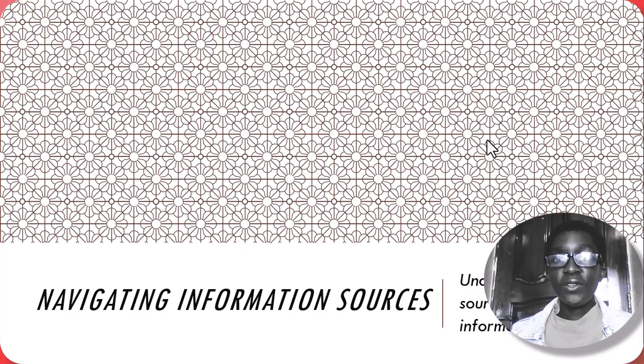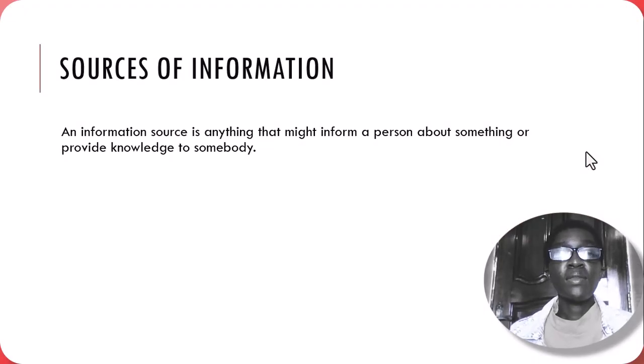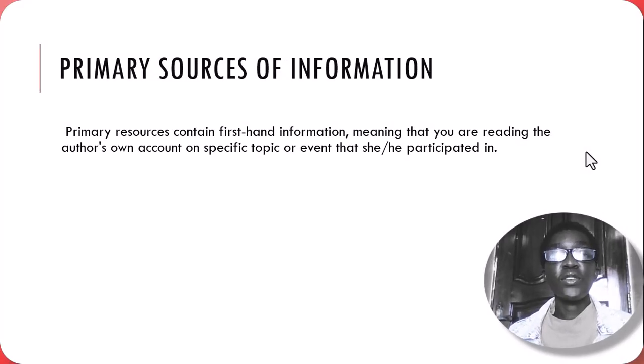In this video, we're going to learn about information sources. So the big question is, what are information sources? An information source is anything that might inform a person about something or provide knowledge to somebody. Information sources can be observations, people, speeches, documents, or even pictures. So they are different types.